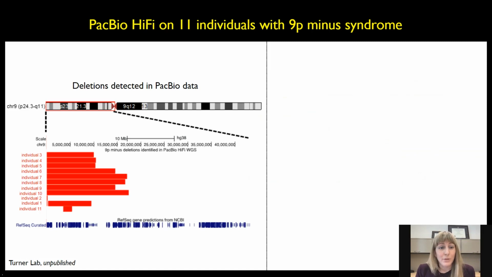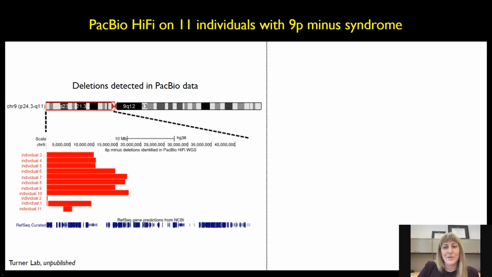So I'm showing you here now PacBio HiFi results from our first 11 individuals with 9p- syndrome. And here I'm showing you the P arm of chromosome 9 and where all of those deletions lie. Again, you can see that they are somewhat variable in size and location, just like in the published literature. And you're probably wondering, okay, Tychele, you said some of the patients have more complex events, right?